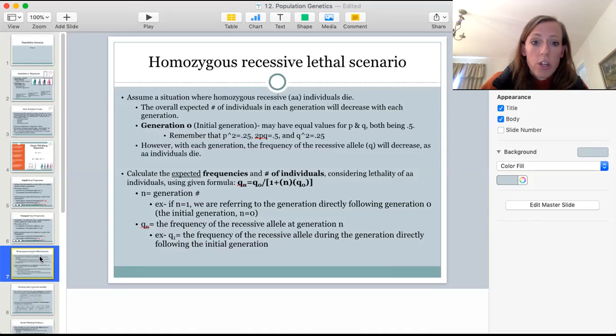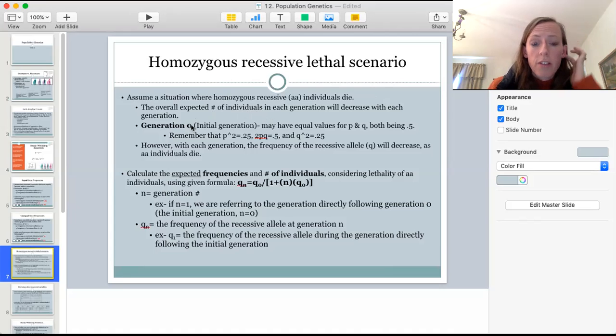Certain diseases do this. So assuming a situation where all of your homozygous recessive individuals die, they will not continue as generation 0, the original generation, changes to generation 1, the following generation. They will not be able to reproduce and contribute their genetic makeup to the following generation. So you have to assume that the expected number of individuals with each generation is going to decrease, and that the proportion of alleles will also change as a result from one generation to the next.